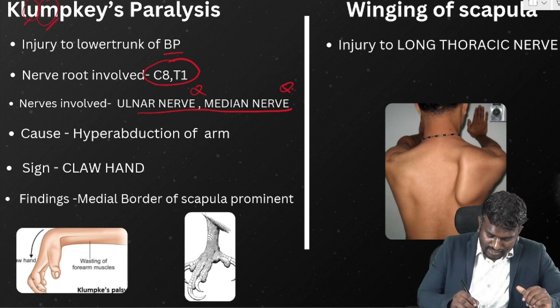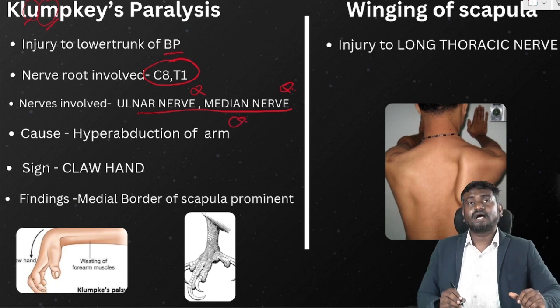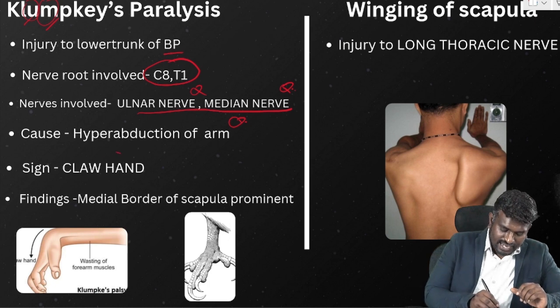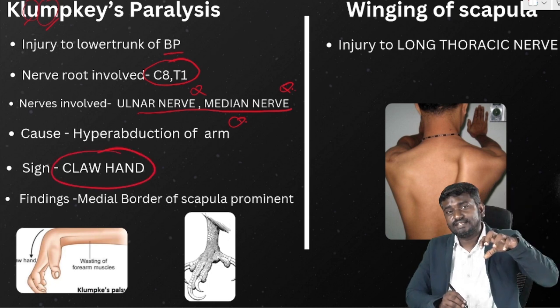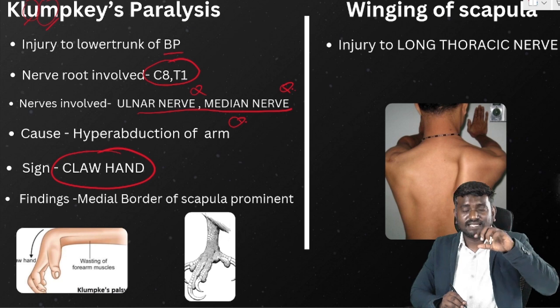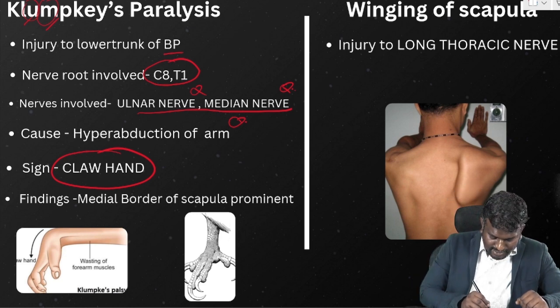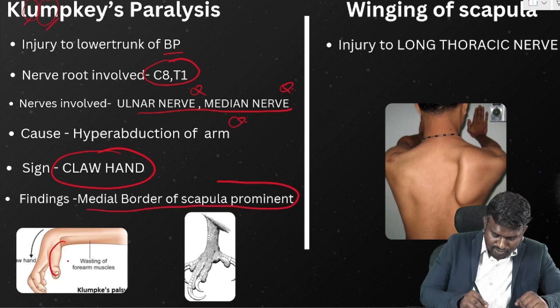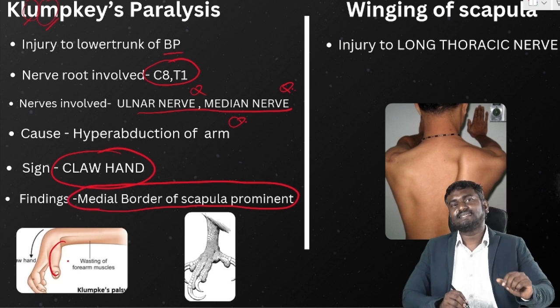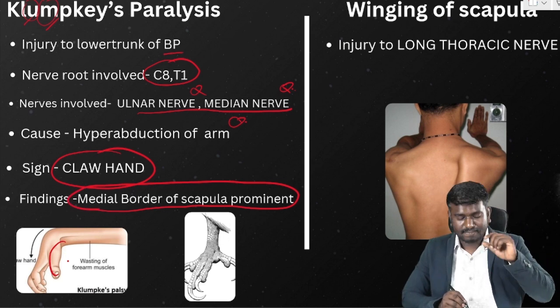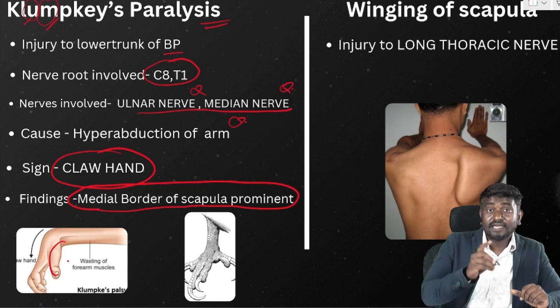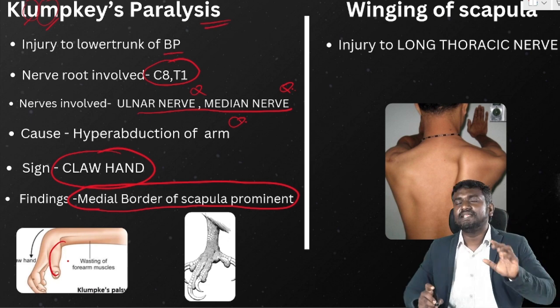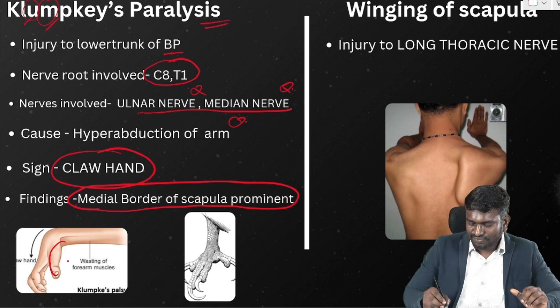Yes, please remember. It can cause hyperabduction of the arm, and the sign can be what? Claw sign. Please remember. Findings will be that the medial border of the scapula will be prominent. Yes, claw sign is seen in Klumpke's paralysis. Klumpke: U for ulnar, M for median nerve. Please remember. Good. Next, winging of scapula.